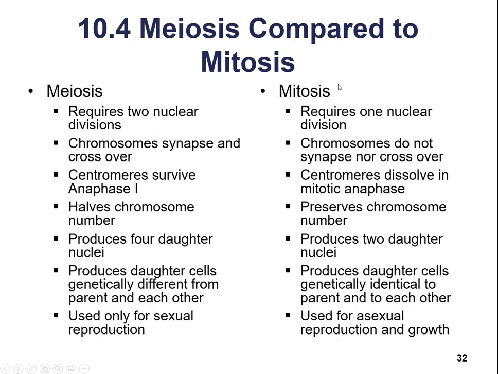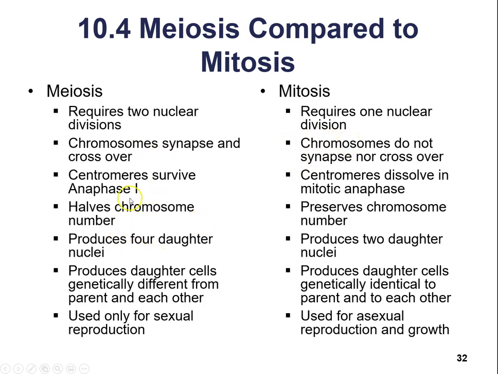Okay, so I've sort of been doing this all along, but we want to make sure we can compare and contrast meiosis and mitosis. Like I said, I've probably said all of these things as I was going through. So this again just summarizes that. Meiosis, 2 nuclear divisions. Mitosis, only 1. Here in meiosis, you're going to have the chromosomes synapsing and the crossing over occurring. You don't have that in mitosis.